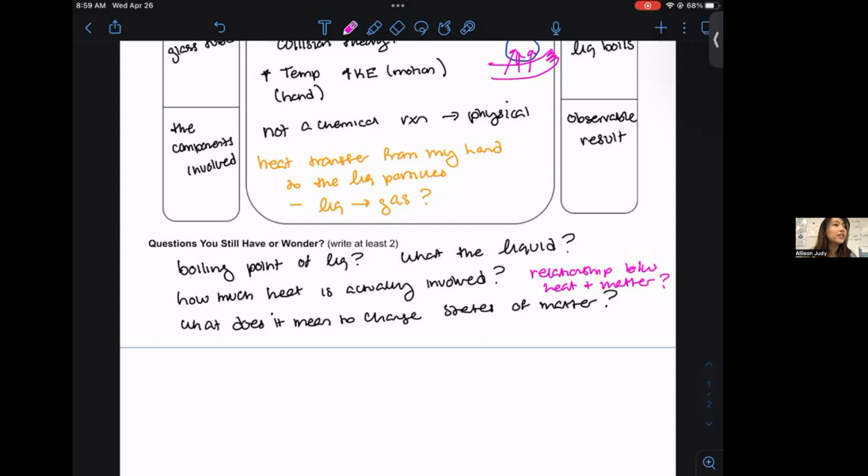How much heat is actually involved? Yeah, of course.